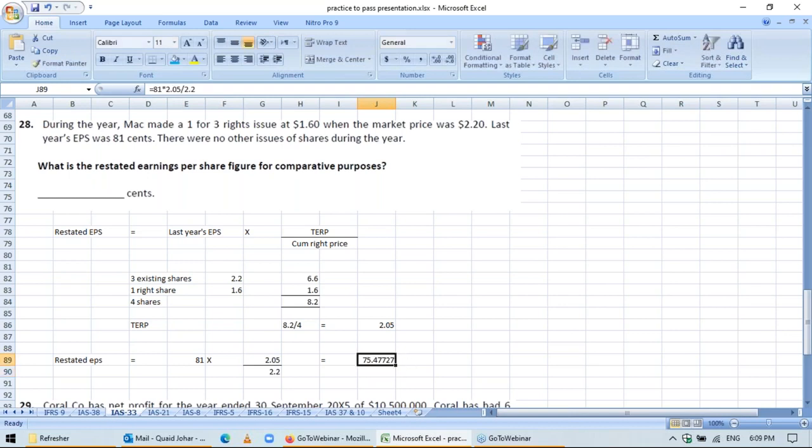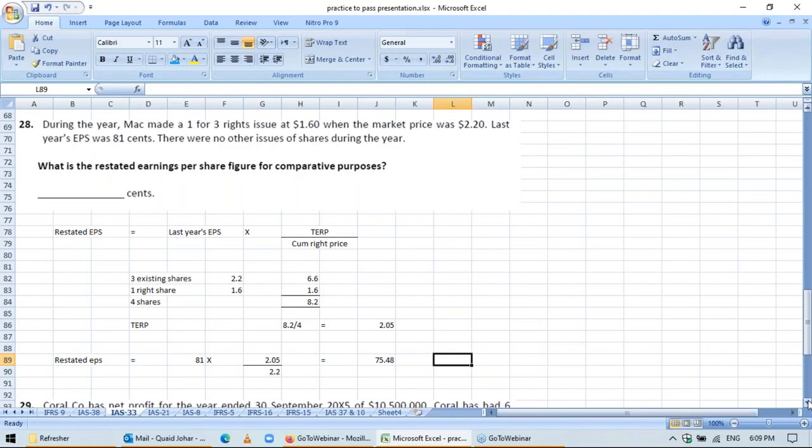So remember that EPS will always decline, right? Basically, by applying the adjustment fraction, we increase the previously outstanding shares. So if the shares increase, your EPS will fall, right? So that's your restated EPS, right?